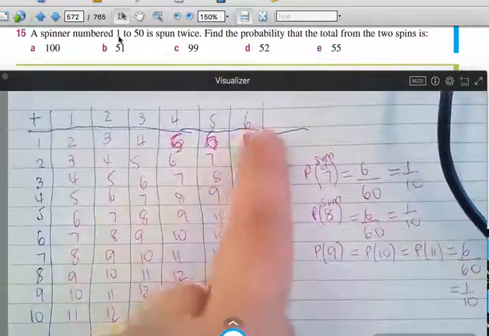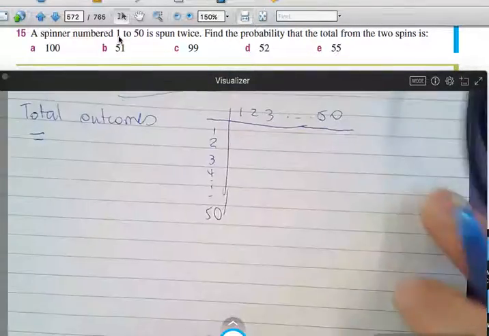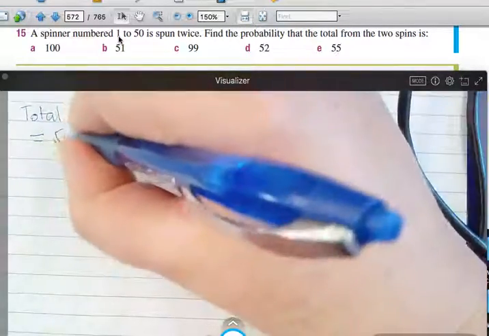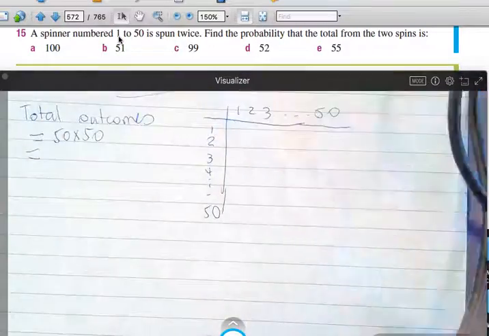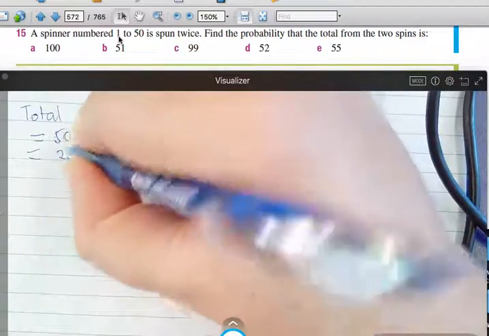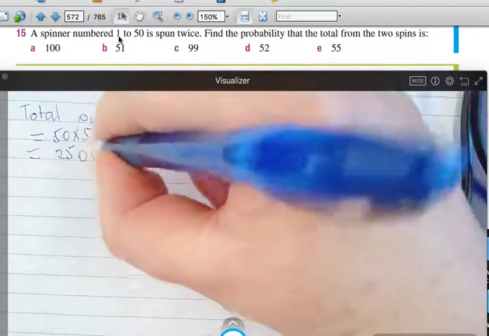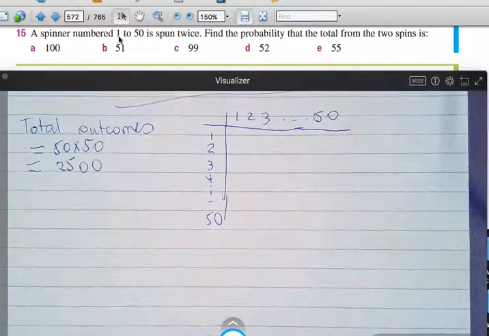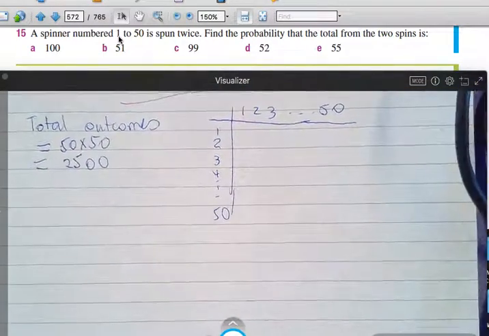Guys, this is 6 times 10. What's this? 50 times 50 without a calculator. Well, what's 5 times 5? And how many zeros? 2,500 outcomes.